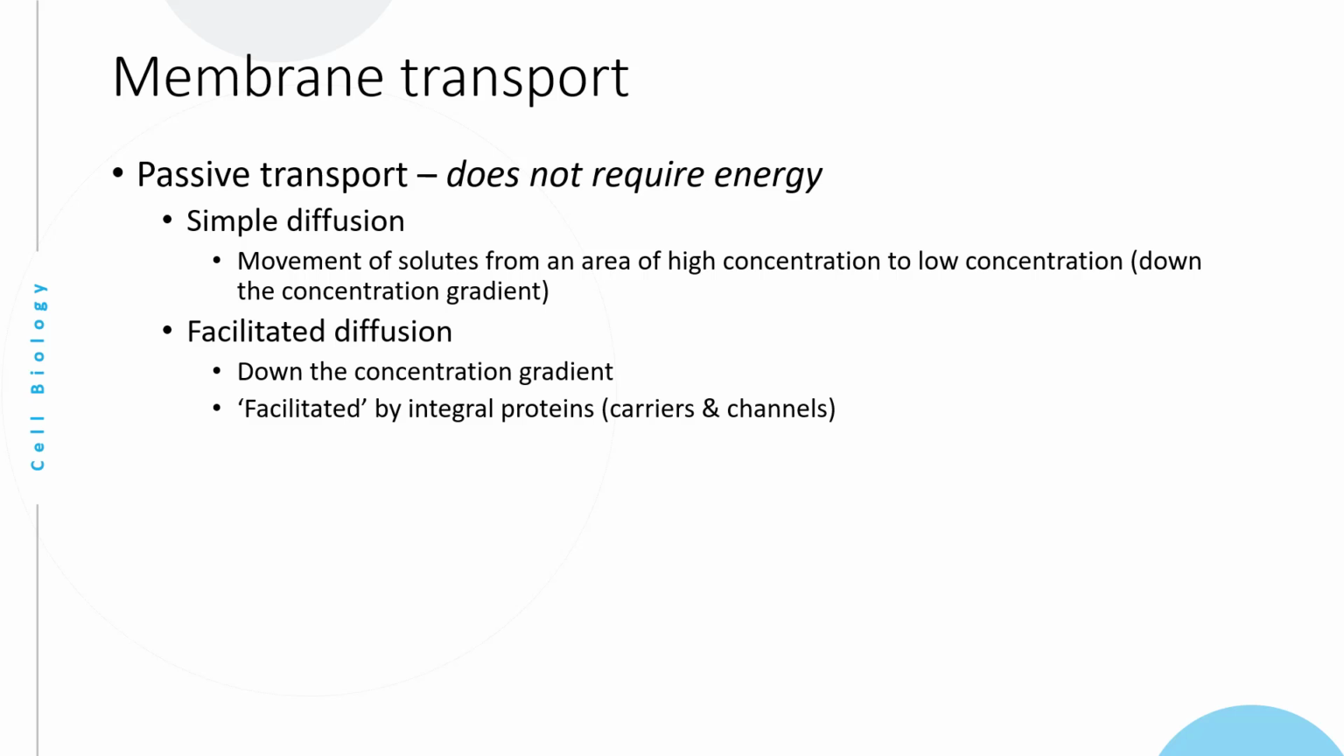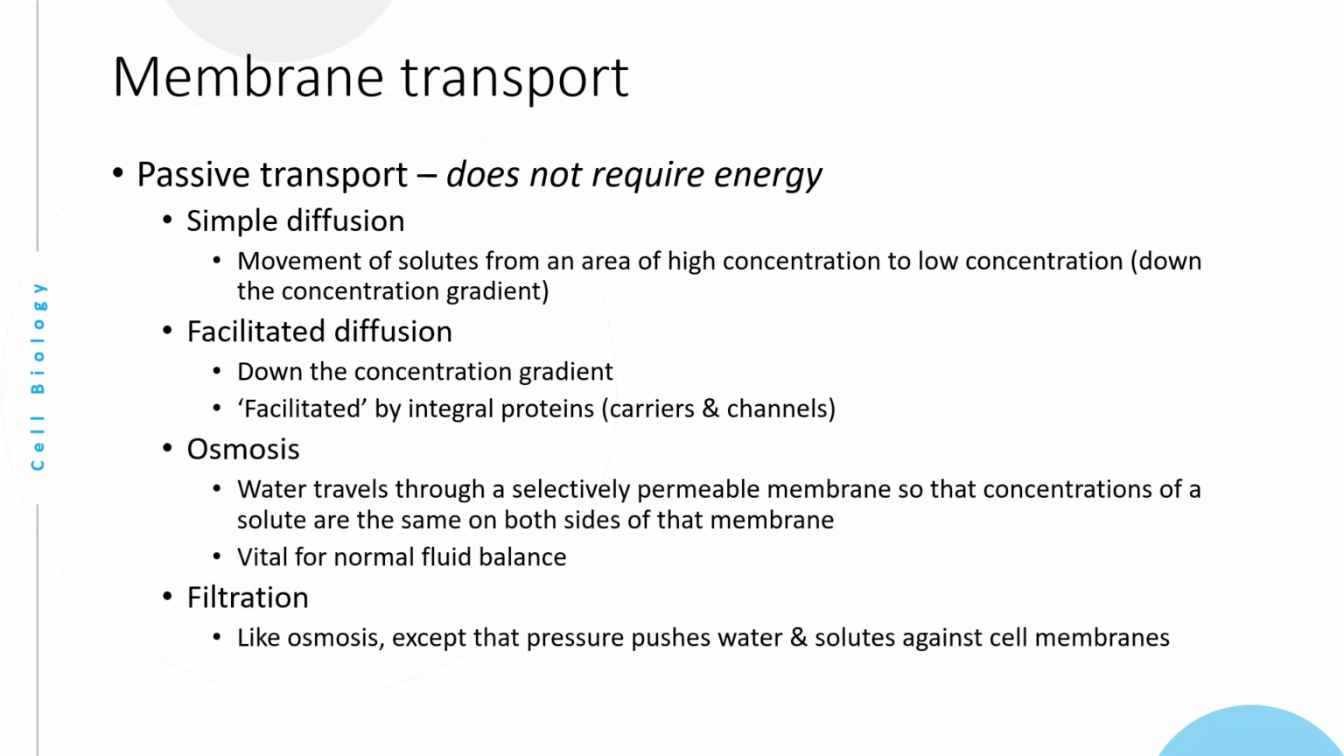It is down the concentration gradient, but it is facilitated by integral proteins. As we saw in the previous slide, there are certain proteins which act like channels, so molecules can slip through those channels or pores. The third type is osmosis. Now, osmosis is not the movement of solutes, it is rather the movement of water or solvent. Water travels through a selectively permeable membrane so that concentrations of the solute are the same on both sides of the membrane.